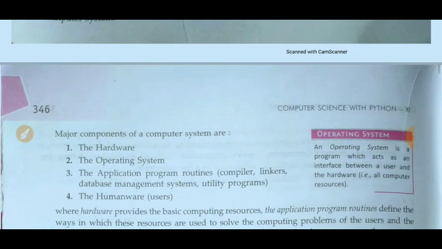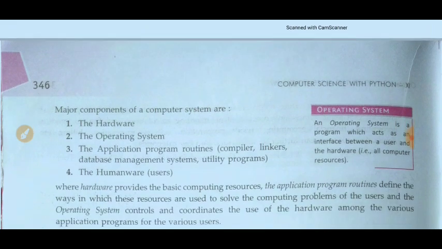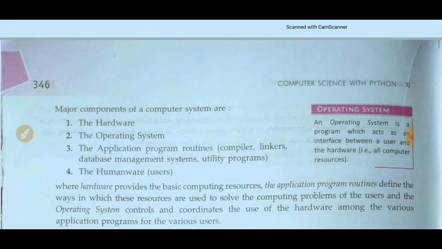Now the major components of a computer system are: first is hardware, means we require hardware. Means first you have to purchase hardware, then after that install the operating system on the hardware, then application programs and routines, in that compiler, linker, database management system, utility programs, which we install in the computer system. And then the fourth one is humanware, means the user. So four things are involved while we make a computer system.